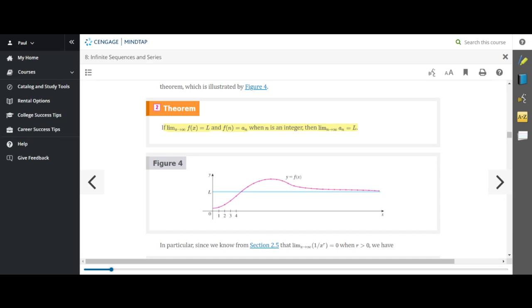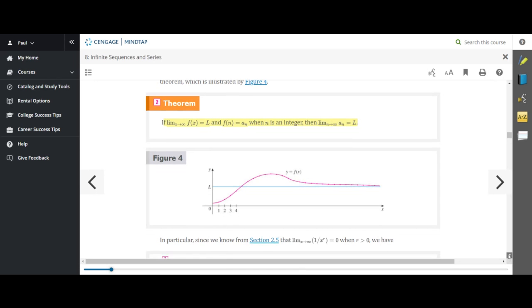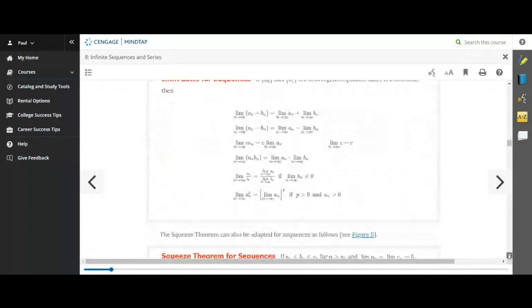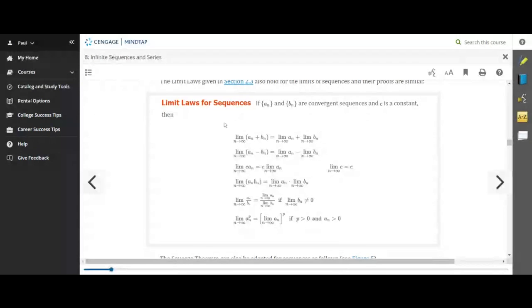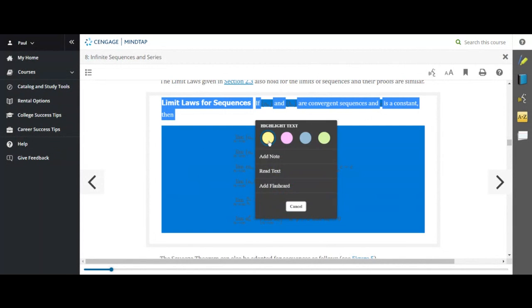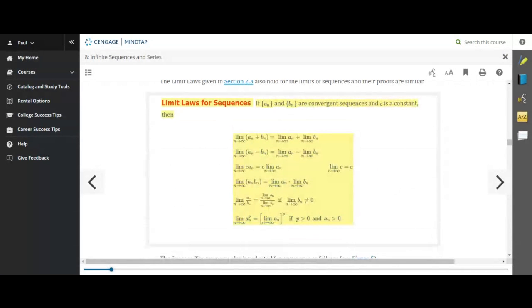Few other things. There are limit laws for sequences. So if you have two convergent sequences, then if you were to find the limit of the sum of the two sequences, that's the first rule there, that would just be the sum of the limits of each sequence independently.